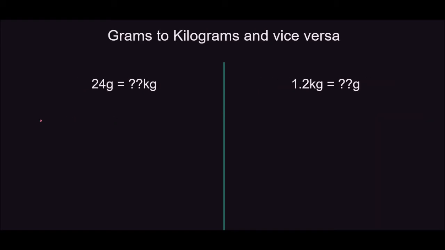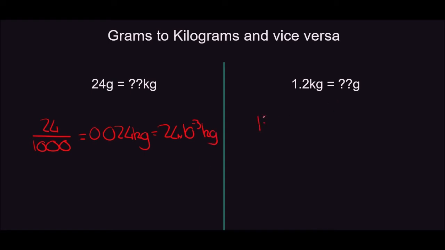Grams. You can see a pattern coming here. Grams to kilograms. Again, 1000. So we've got 0.024 kilograms, which is equal to 24 times 10 to the minus 3 kilograms.